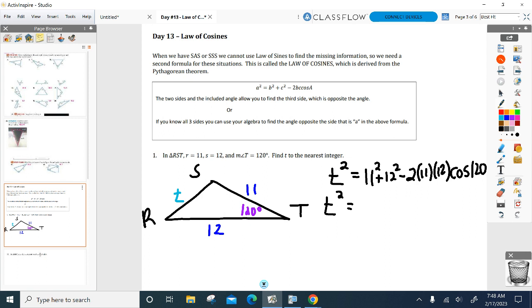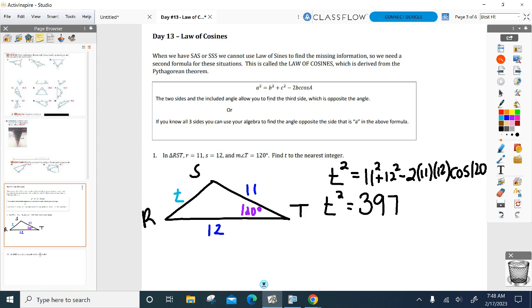And you guys should get a number out, which is 397. But remember, that's T squared. 397 is not the side. I don't think it could be 397, right? That's not my side length. That's what T squared is equal to. Anybody not getting 397? All right, now finish it.